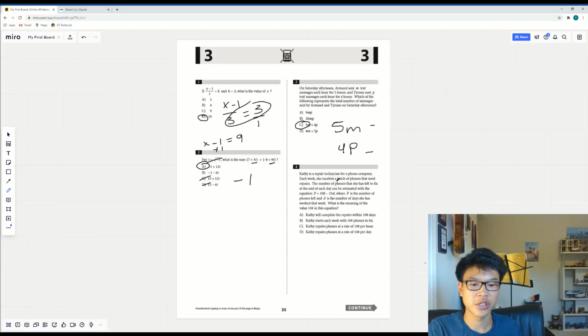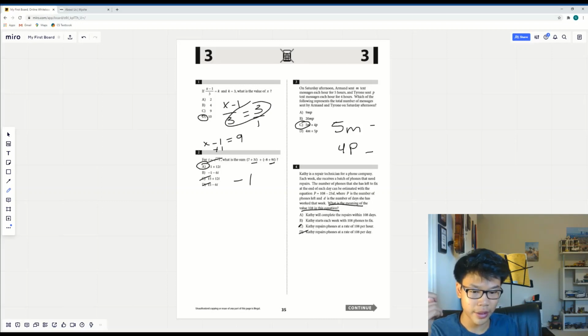Kathy is a repair technician for a phone company. That's a lot of information. I'm just going to skip to the bottom. We're asking the question, what's the meaning of the value of 108? So if P equals 108 minus 23D, P is the value that we get. 108 is a constant, 23 is the coefficient, and D is the variable. So 108 is a constant. So which one is a constant?